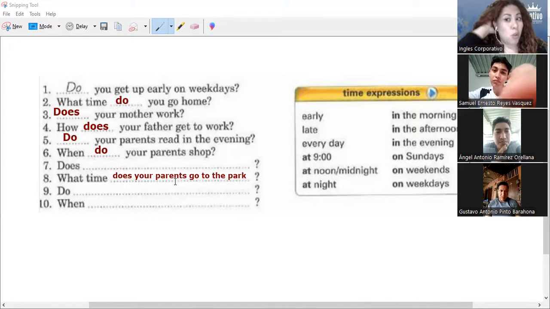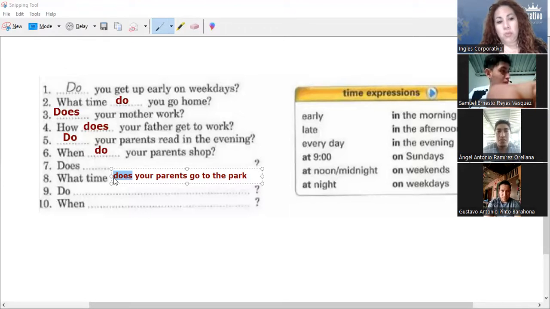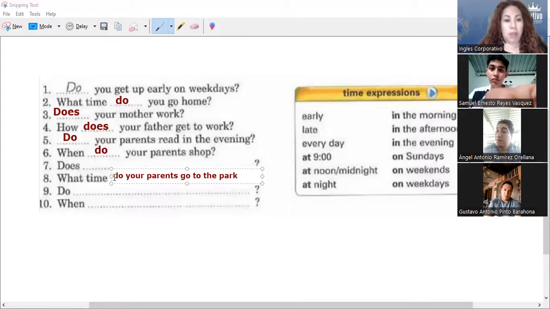They, very good. What do you use with they? Do you use do or does? Do. So, do we say, does your parents? Is that correct? No. What is the correct answer? Do. Very good. Exactly. So the correct answer is do. What time do your parents go to the park? Okay. Good. Another one? Let's do number 7.